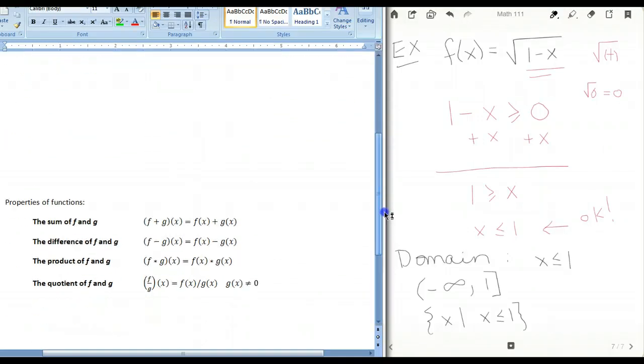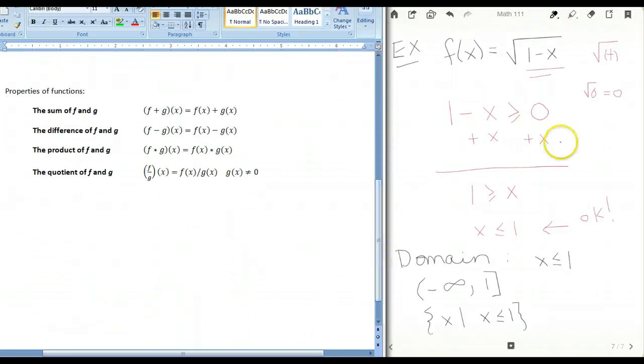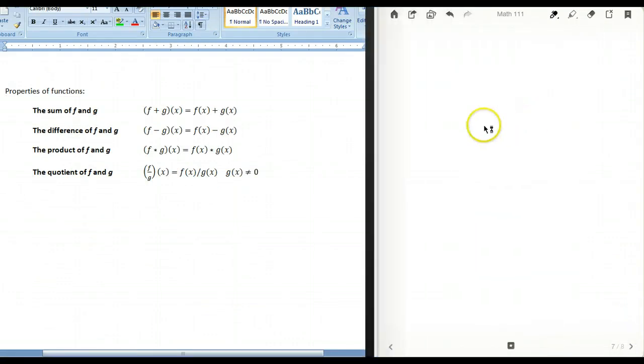But the last thing I wanted to do for section 2.1 to finish off this section is to talk about properties of functions. What's cool about functions is that they're able to be used to do algebra, right? You can add them, subtract them, multiply them, divide them. You just have to think about doing that just like you would any other algebraic expressions.